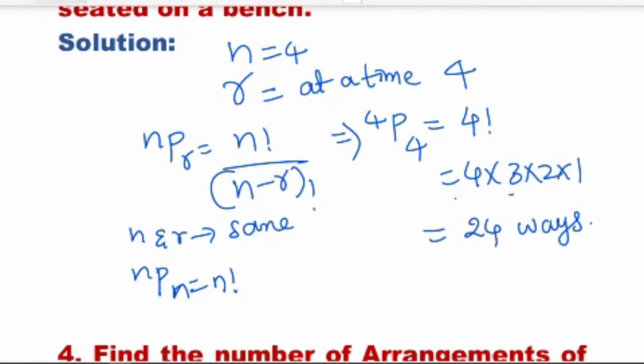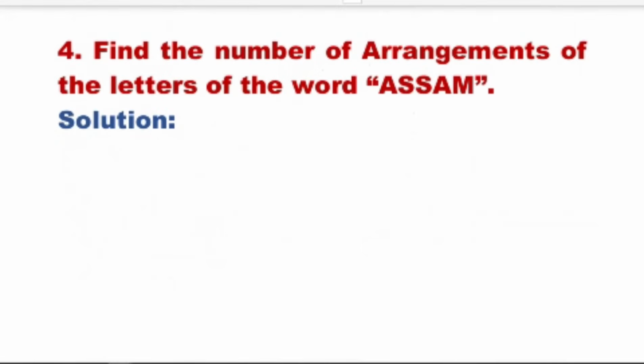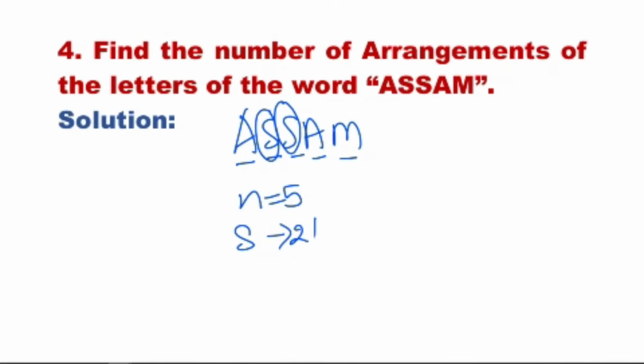Moving with the next question we have, find the number of arrangements of the word ASSAM. So you have ASSAM. Total number of letters we have 1, 2, 3, 4, 5. So n will be 5. And then repetition of alphabets we have. So S is repeated 2 times. And A is repeated 2 times.